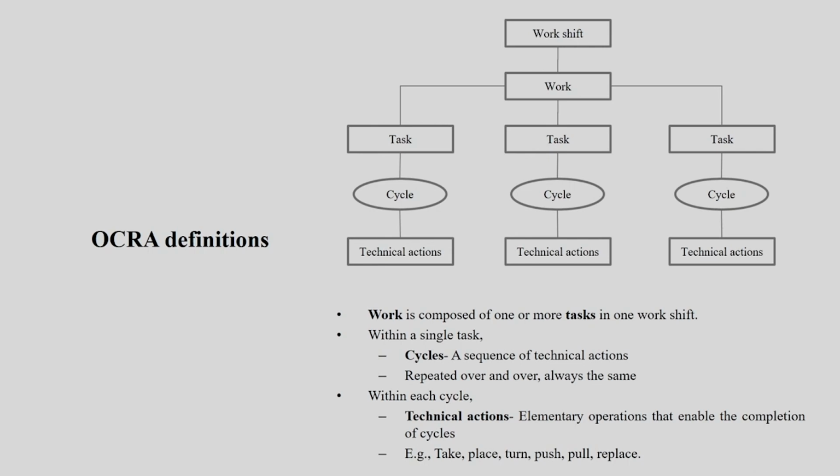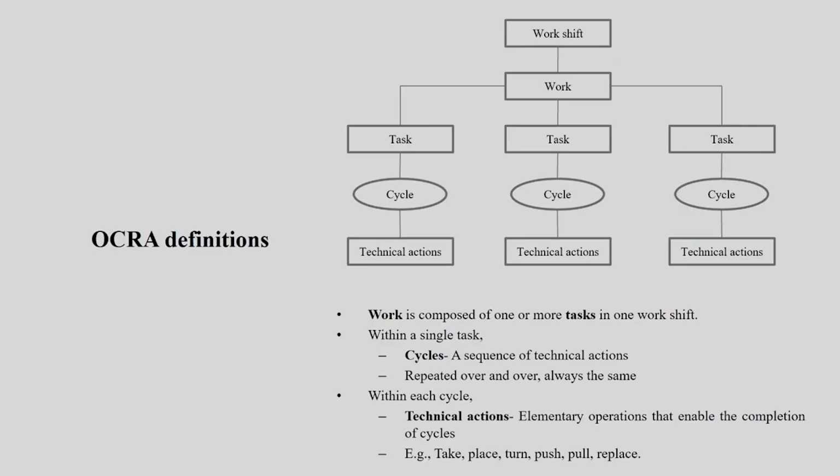So let us understand what is the OCRA definition. You have a worksheet, under that you have a single work, and under that you have several small tasks, maybe 2 tasks, maybe 3, or maybe 4, and each task will have its own cycle time, and in each cycle you may have small technical actions to be performed. The OCRA index is interested in understanding those small elements, which are called technical actions.